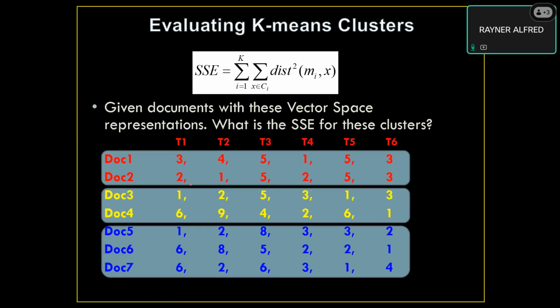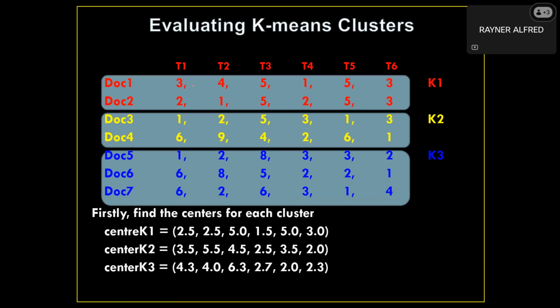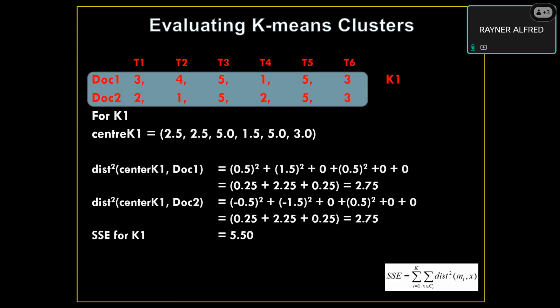For example, if we have these 3 clusters, we will measure the compactness of this. So how do we find that? First, we need to find the centroid for all these 3. We just take the average of the values here. Then we get the center for all these 3 clusters. Once we get the center, we compute the distance of document 1 to the center and also document 2 to the center.